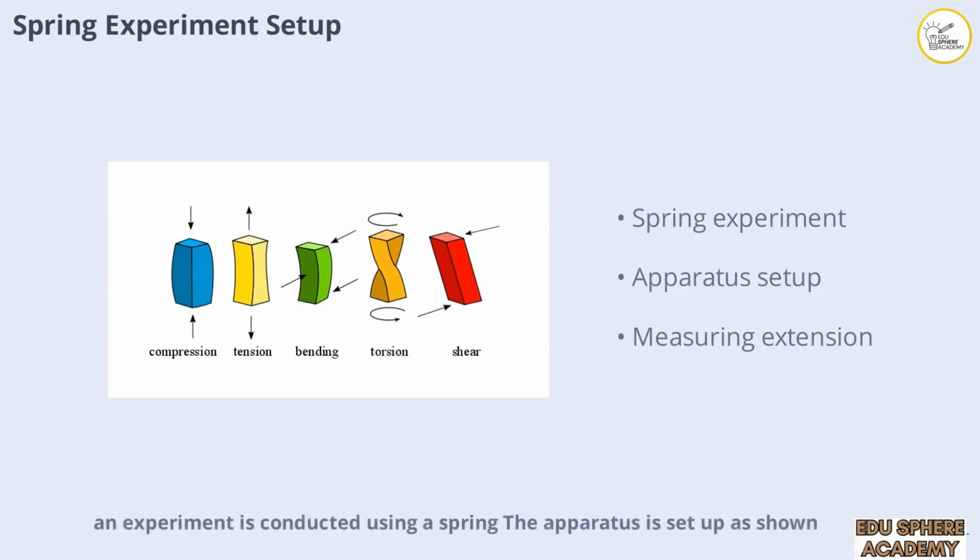An experiment is conducted using a spring. The apparatus is set up as shown, with the spring initially at its unextended length. This means no force is acting on it yet. As loads are gradually added, the new lengths of the spring are measured. The extension is calculated by subtracting the original length from the new length. This process is key to observing how the spring reacts to increasing force.